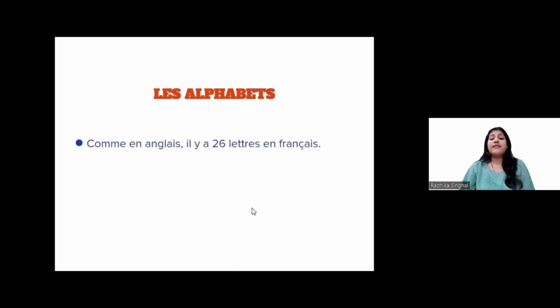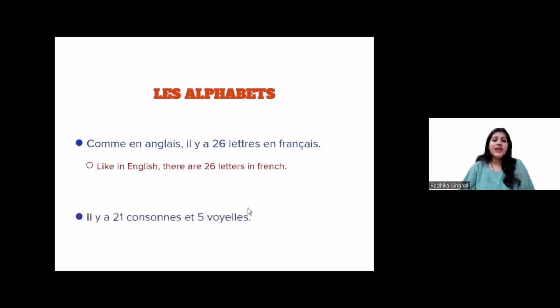Comme en anglais, il y a 26 lettres en français. It means, like in English, in French also, there are 26 letters. Il y a 21 consonnes et 5 voyelles. There are 21 consonants and 5 vowels, like in English. So, what is different? Let's learn the difference.